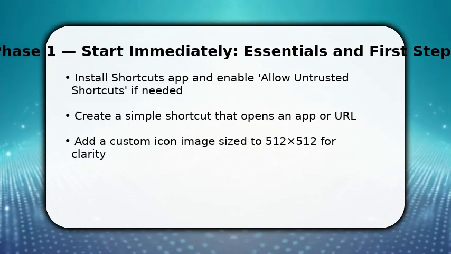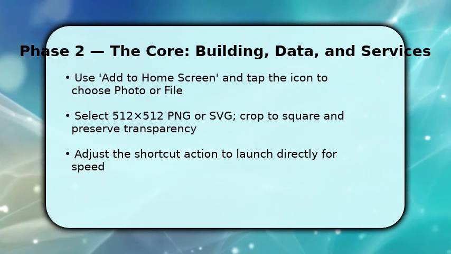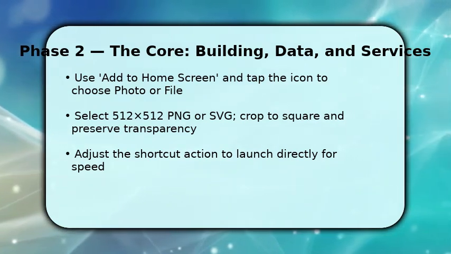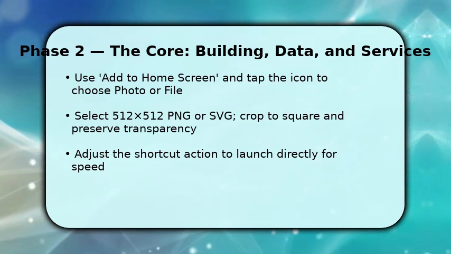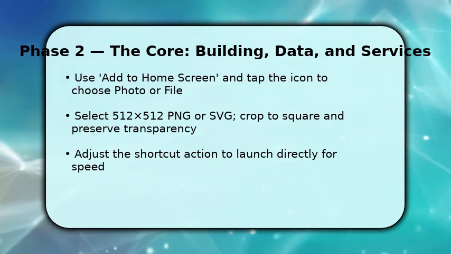Once you're at Add to Home Screen, choose the small icon thumbnail to pick a photo or file. Select your custom 512 x 512 PNG or SVG image and confirm. You should crop to a square and keep transparency for rounded aesthetics.